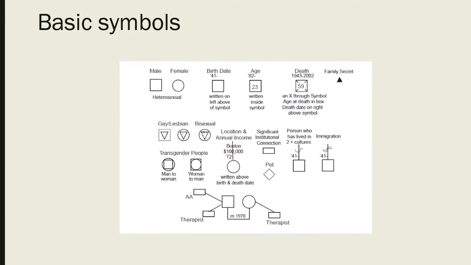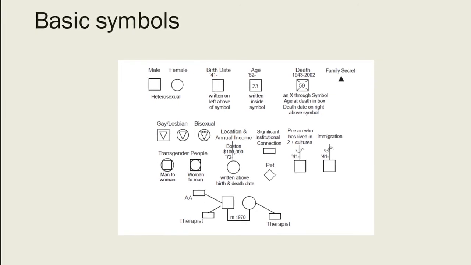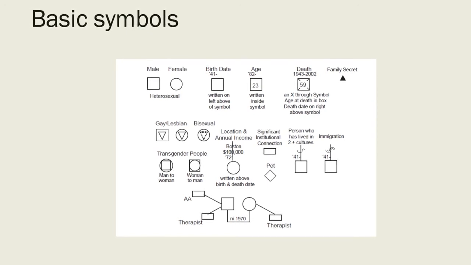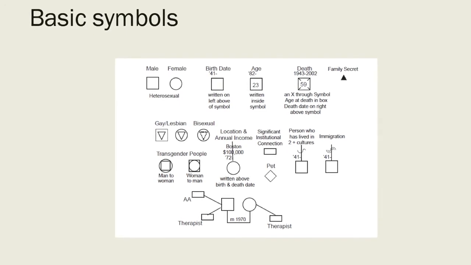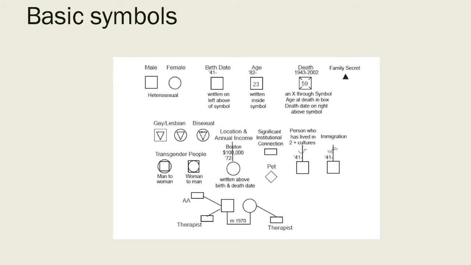Let's see how that looks here on this legend. Males are represented by a square, females by a circle. Date of birth in the upper left-hand corner. Age is written within the square. Date of death and identification of death are located in the upper portion of the square or circle unit, and there's a cross or hash mark through the actual identifier. So for example, in this example, it's a square with an X through it.